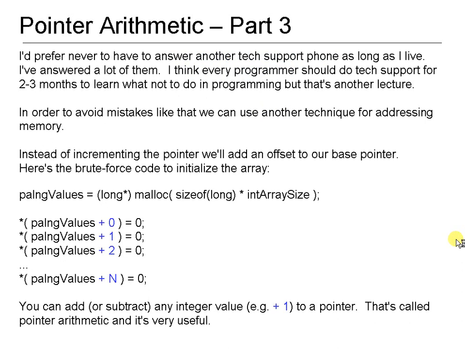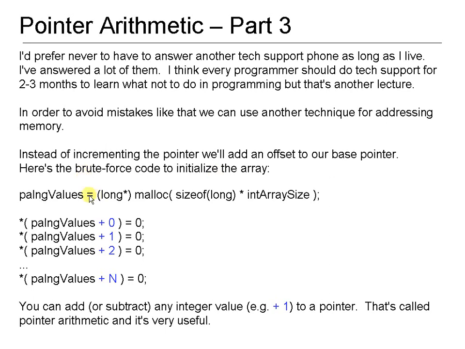So in order to avoid mistakes like forgetting to back our pointer up, we can use a different technique for addressing memory. Instead of incrementing the pointer itself, we're going to add an offset to our base pointer. Now, here's the brute force code to initialize the array using this other technique.